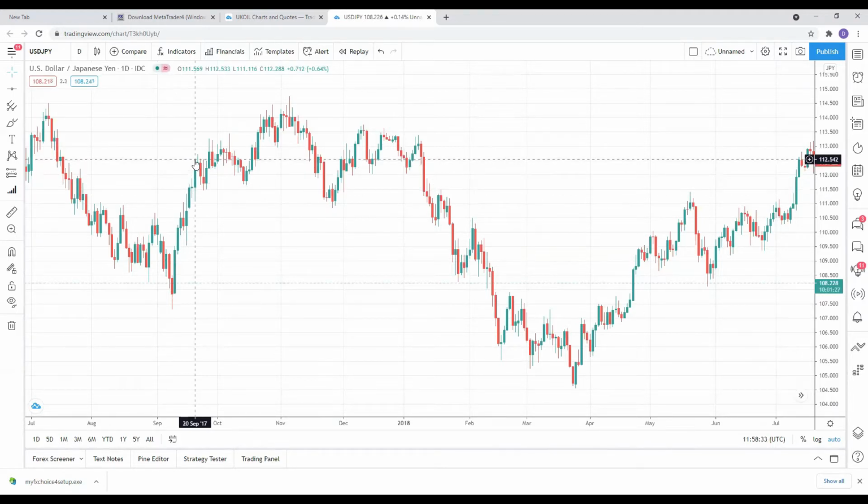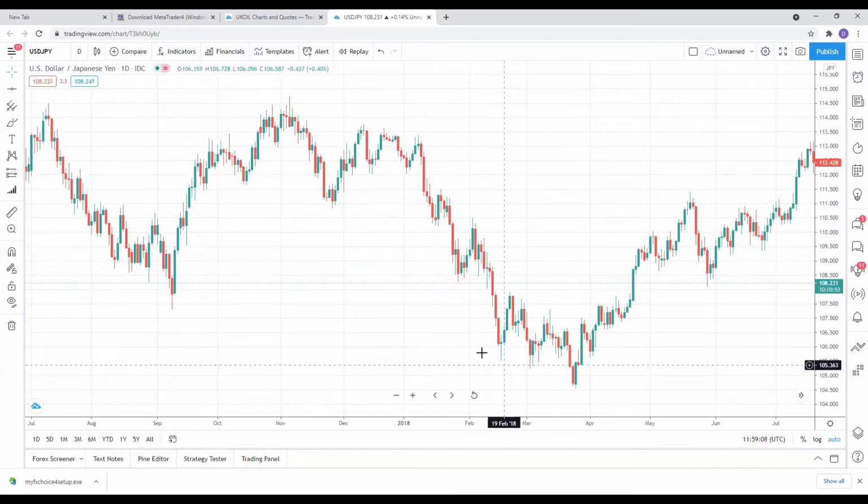This was the highest price. This was the open price. This was the lowest price. This was the closing price. This is a bullish candlestick. We can see the asset is proceeding in an uptrend. We can see the asset went up, went down, went up, went down.